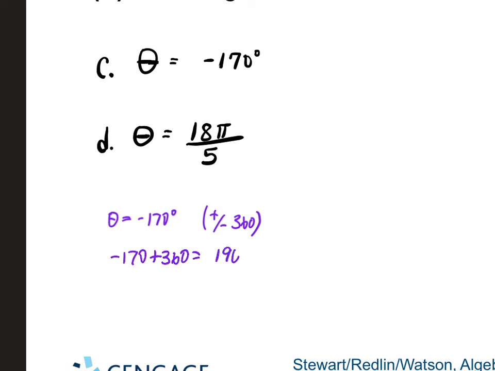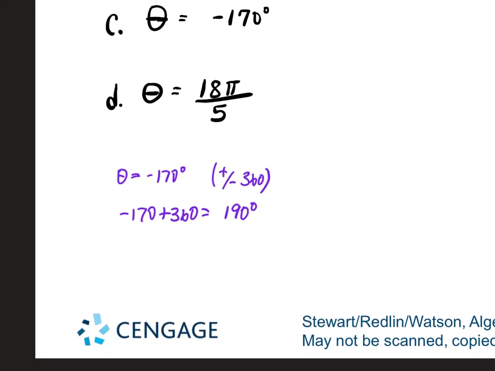Is that a positive number? Yeah, so I'm good. If you had, say, negative 400 and you added 360 and still got a negative number, just add 360 again. But now I have my positive coterminal, and I need a negative one. So I'm going to say negative 170 minus 360. What's negative 170 minus 360? Negative 530. Make sure, guys, you have your signs. One has to be positive. One has to be what? Negative.